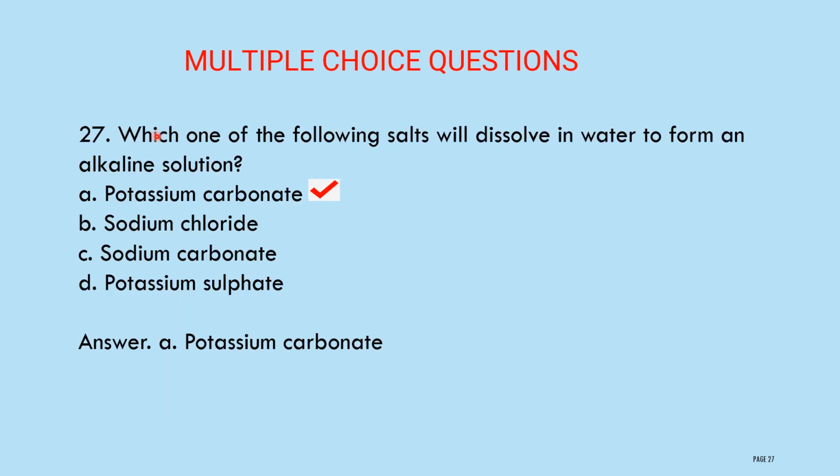Question number 27. Which one of the following salts will dissolve in water to form an alkaline solution? First option, potassium carbonate. Second, sodium chloride. Third option, sodium carbonate. Fourth option, potassium sulfate. Potassium carbonate, when dissolved in water, will form an alkaline solution.